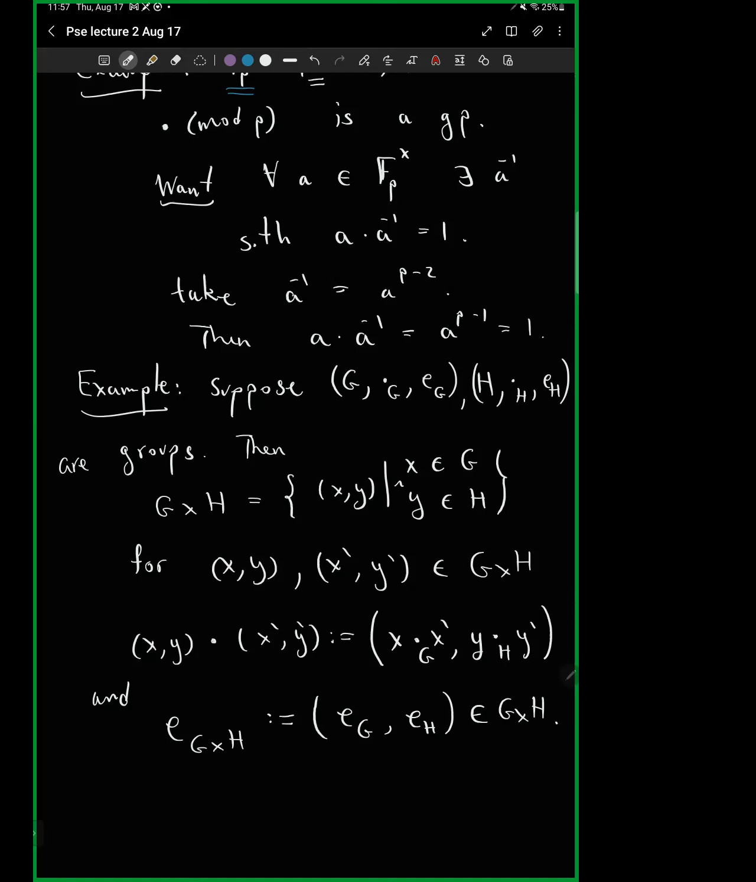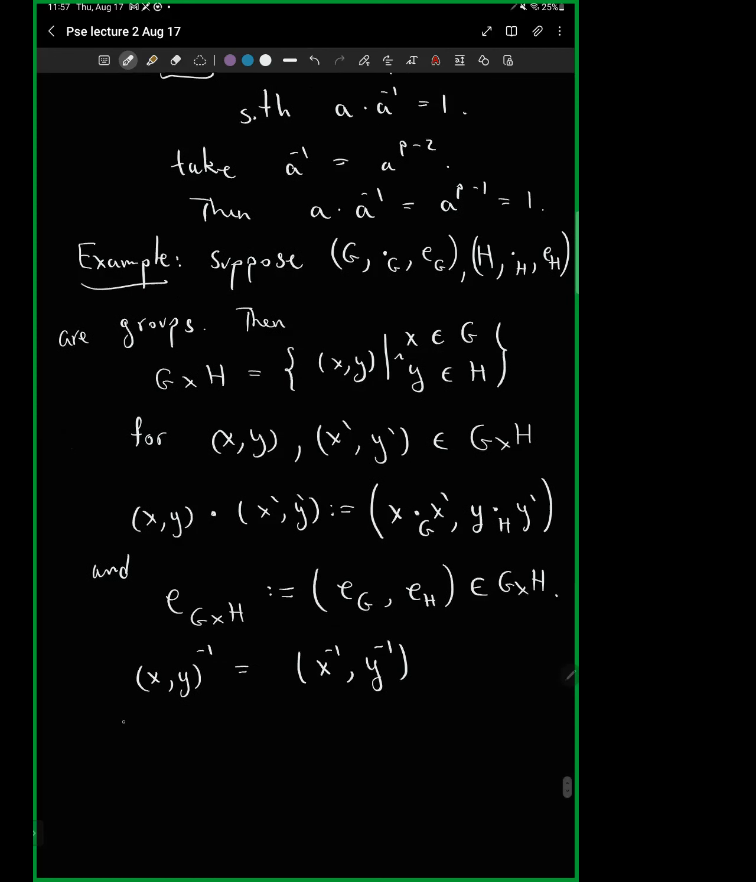And I claim that this is a group. The inverse, of course, if I want to take the inverse of X, Y, what I do is simply the inverse of the element X in G and the inverse of the element Y in H. Exercise: G times H with this operation is a group.